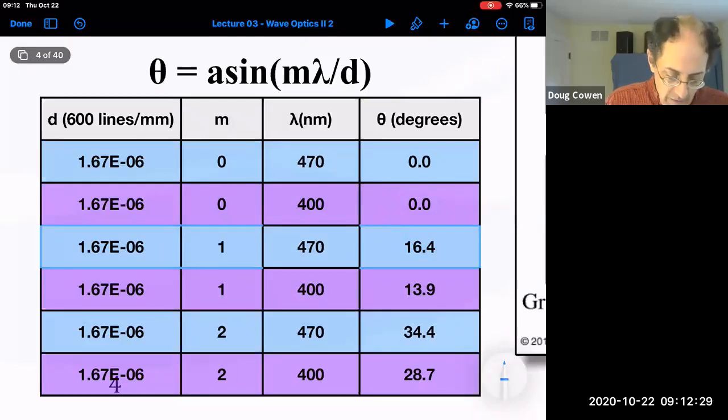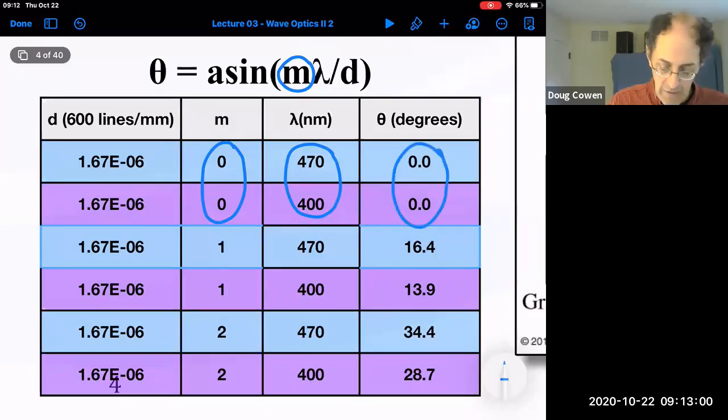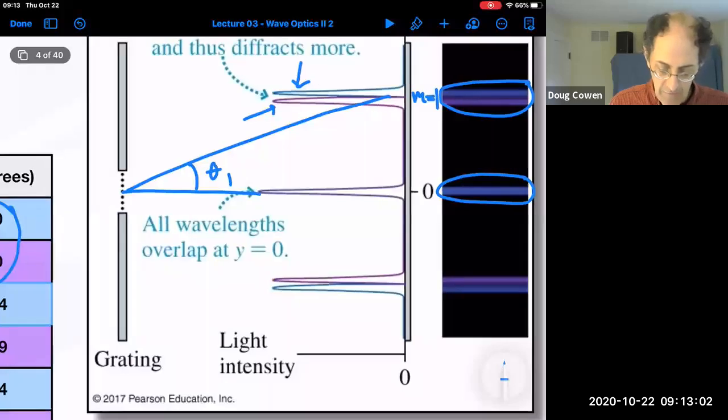And then look at what happens when you set m equal to 0. If you look up here, here's the m that I'm changing. If I set that equal to 0, then I'm always going to get theta equals 0, independent of the wavelength. So the 470 is blue, and that's why that row is colored blue, and 400 is purple. That's why the second row is colored purple. And you see that they both come out at an angle of 0 degrees, which is what we saw over here. So they're both right on top of each other here.